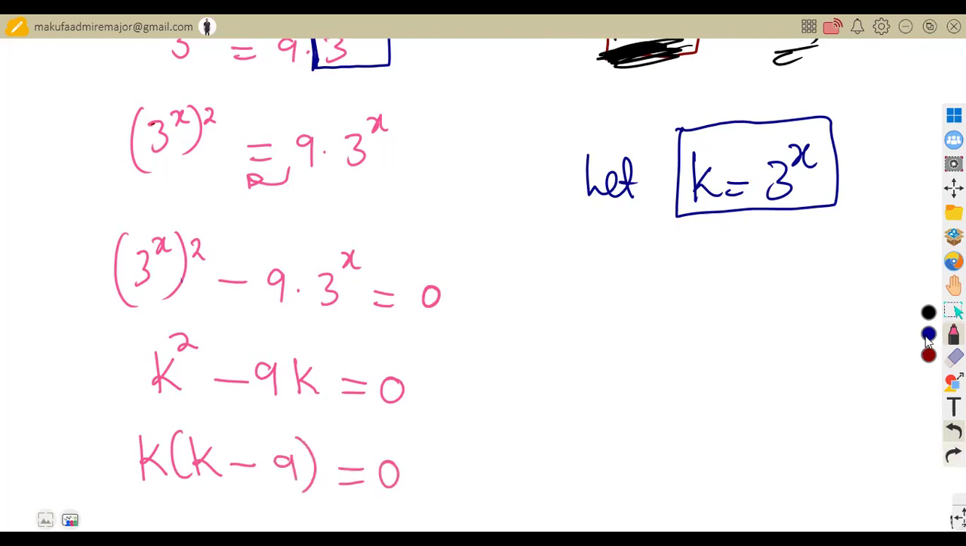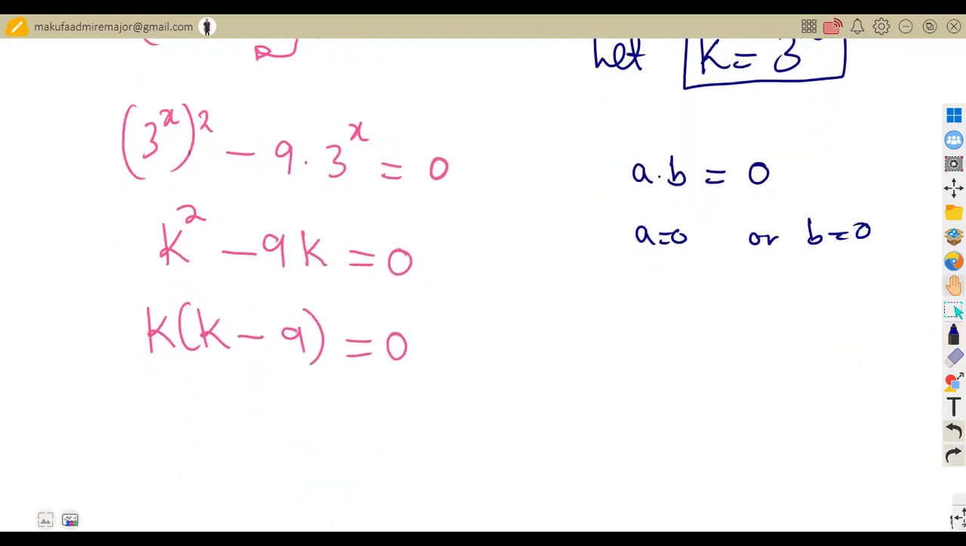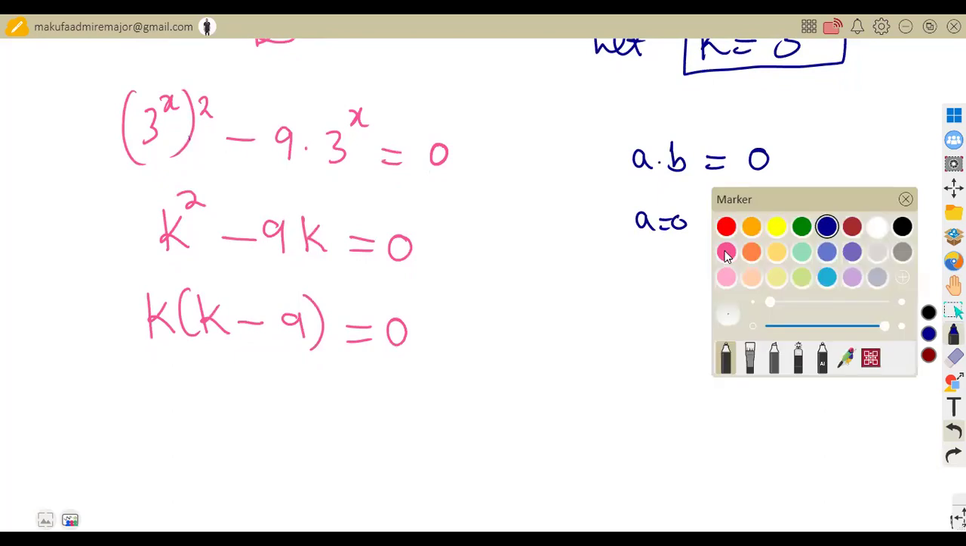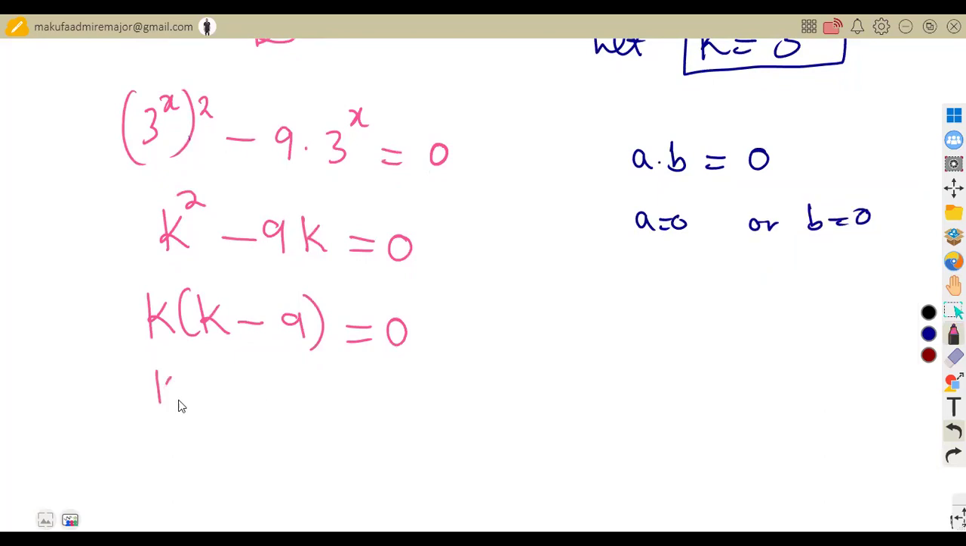So what does it mean? Remember, from the zero concept, for the product of two factors to be equal to 0, one of these must be equal to 0. It means either A must be equal to 0 or B must be equal to 0. That is the case. We are supposed to go back to our equations. So therefore, k must be equal to 0, or the bracket of k minus 9 must be equal to 0.